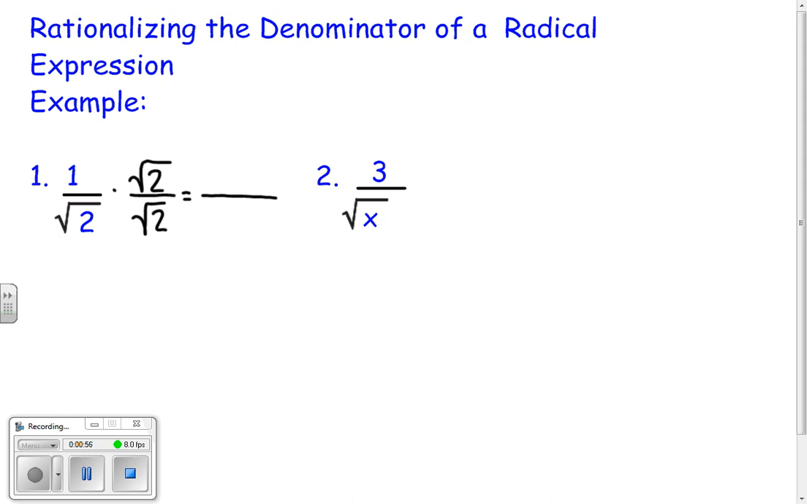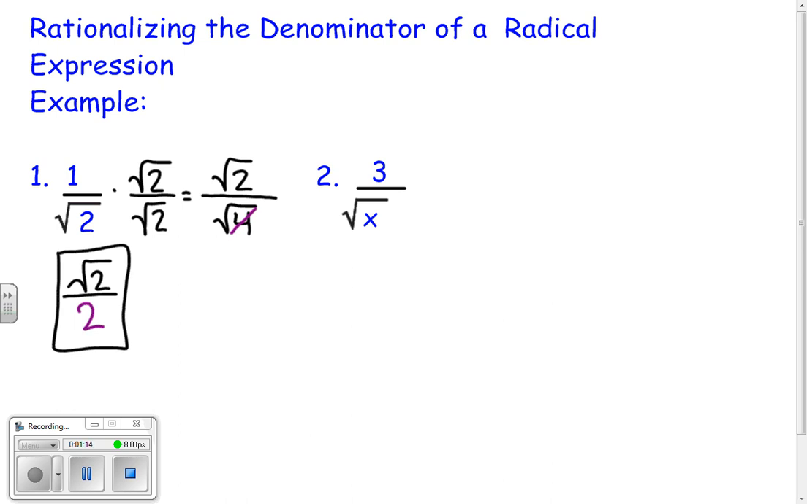So the bottom ends up becoming the square root of 2 times the square root of 2, which is the square root of 4. And on the top, 1 times the square root of 2 is the square root of 2. On the bottom, though, the square root of 4 is just 2. On the top, you can't simplify the square root of 2, so that ends up being your final answer. Just be careful not to reduce or divide what's under the radical, because that 2 that's under the radical can't be reduced with the 2 on the bottom because one has a root and the other one doesn't.